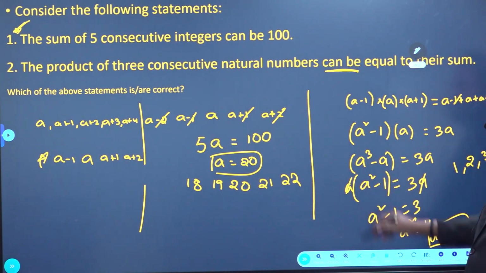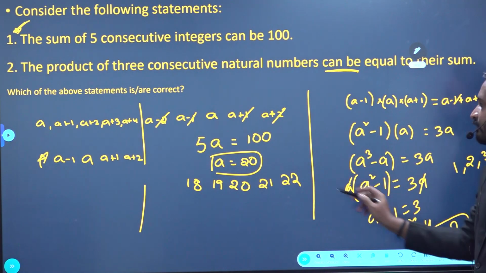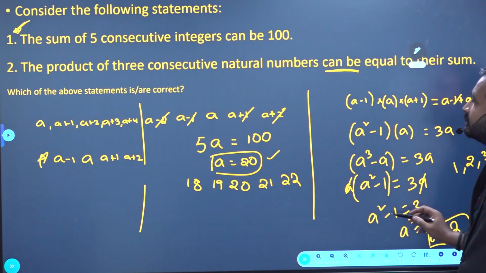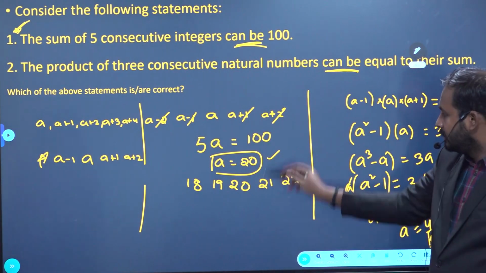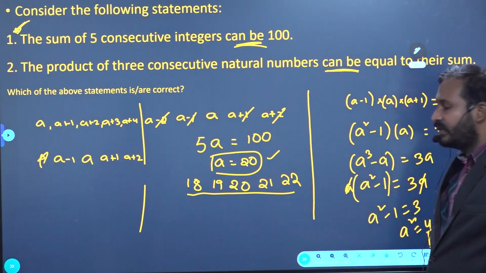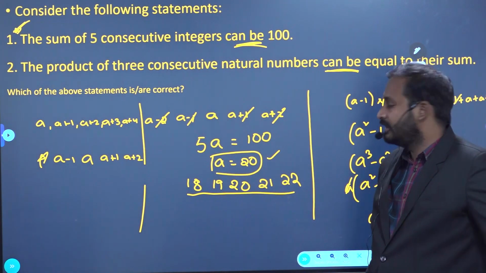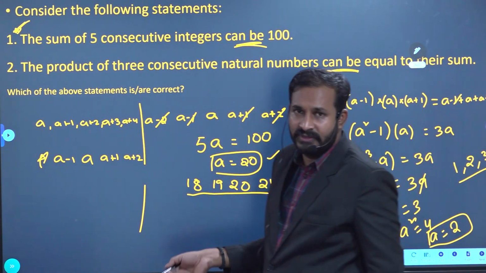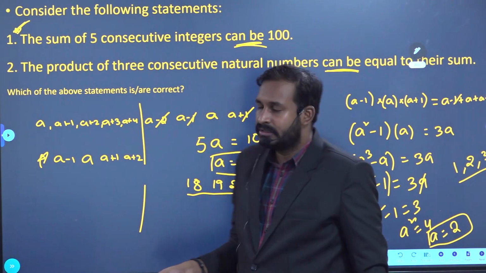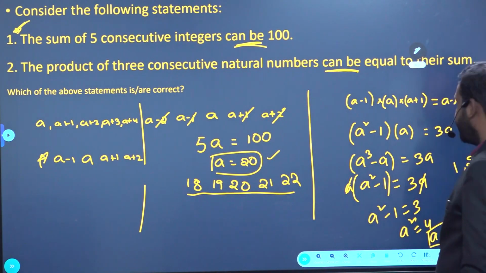So from this we got two different values. Yes, they are possible. Can be, not always. If I take 18, 19, 20, 21 and 22, yes, it can be 100. And similarly, if I take 1, 2, 3, its product and sum will be equal. Now we will see the next one.